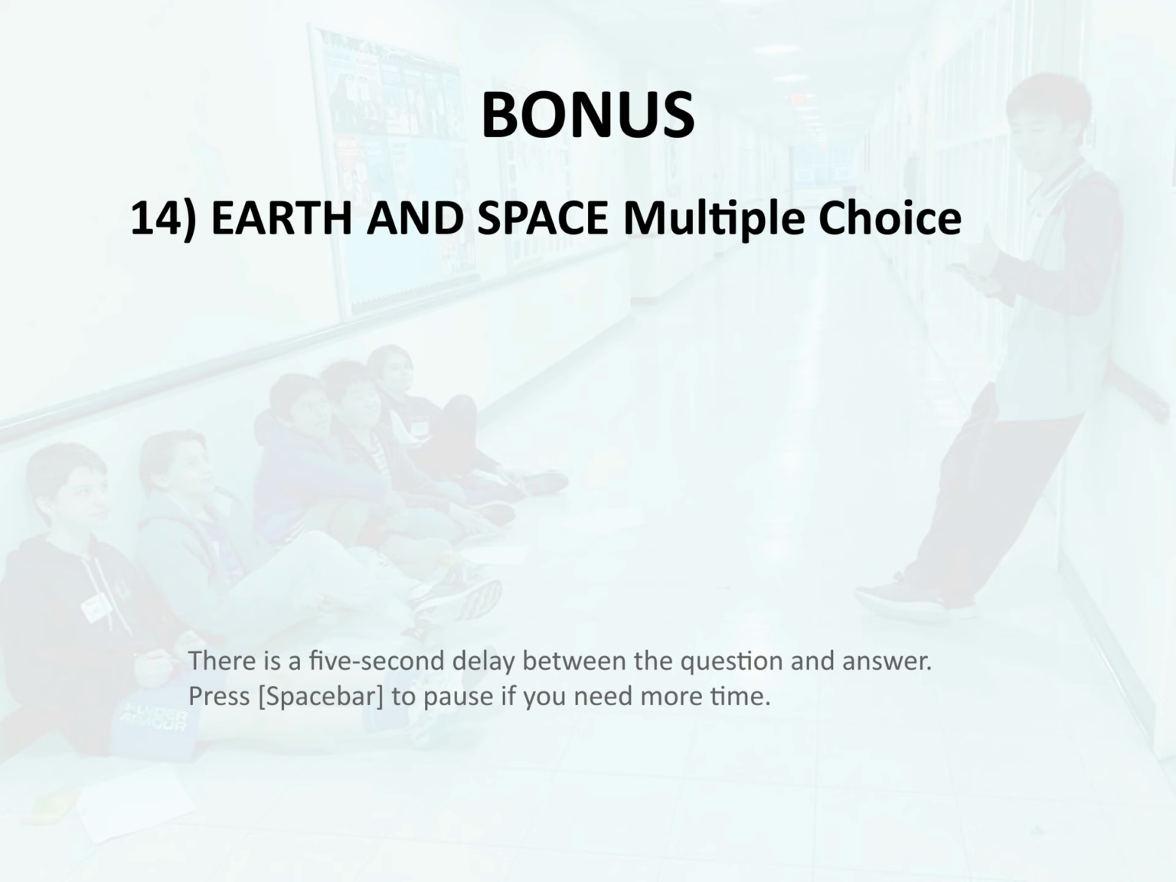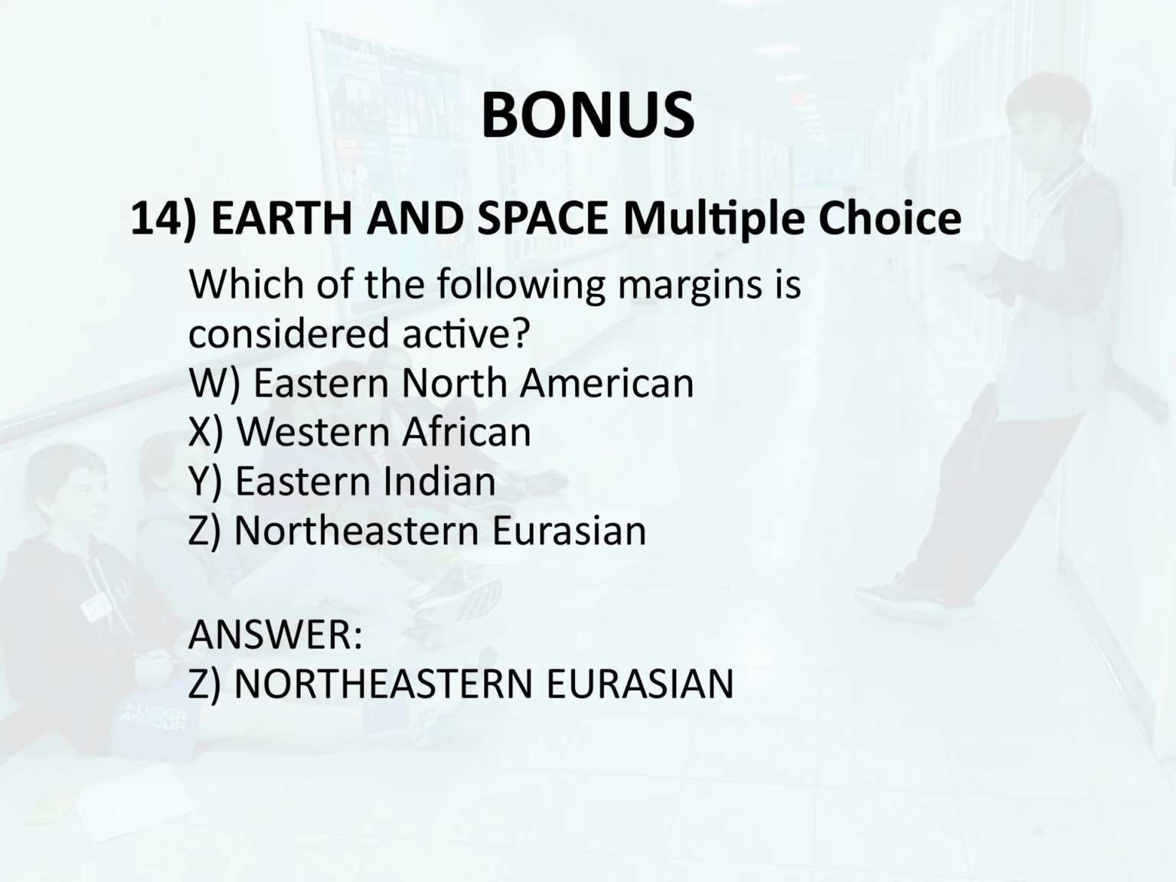Bonus 14. Earth and space. Multiple choice. Which of the following margins is considered active? W. Eastern North American, X. Western African. Y. Eastern Indian. Z. Northeastern Eurasian. Answer. Z. Northeastern Eurasian.